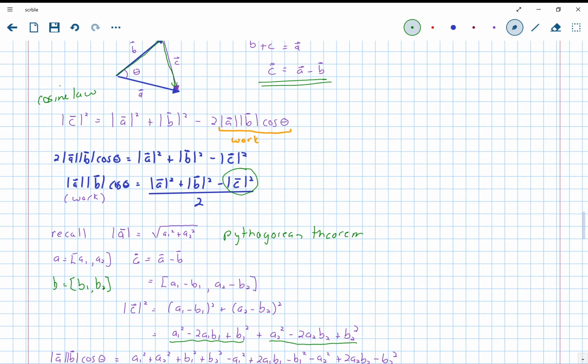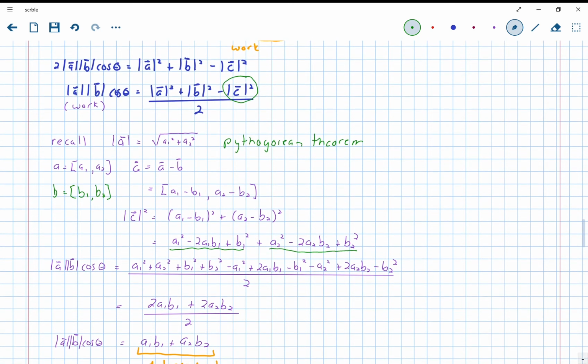Okay, so now we are going to replace our magnitude of A squared, magnitude of B squared, and magnitude of C squared in terms of their actual components. And what we get is A1 squared plus A2 squared. Okay, this is the magnitude of A squared. B1 squared, B2 squared, that's the magnitude of B squared. And then minus C squared, which is minus all this, so all the signs change. And we get this right here.